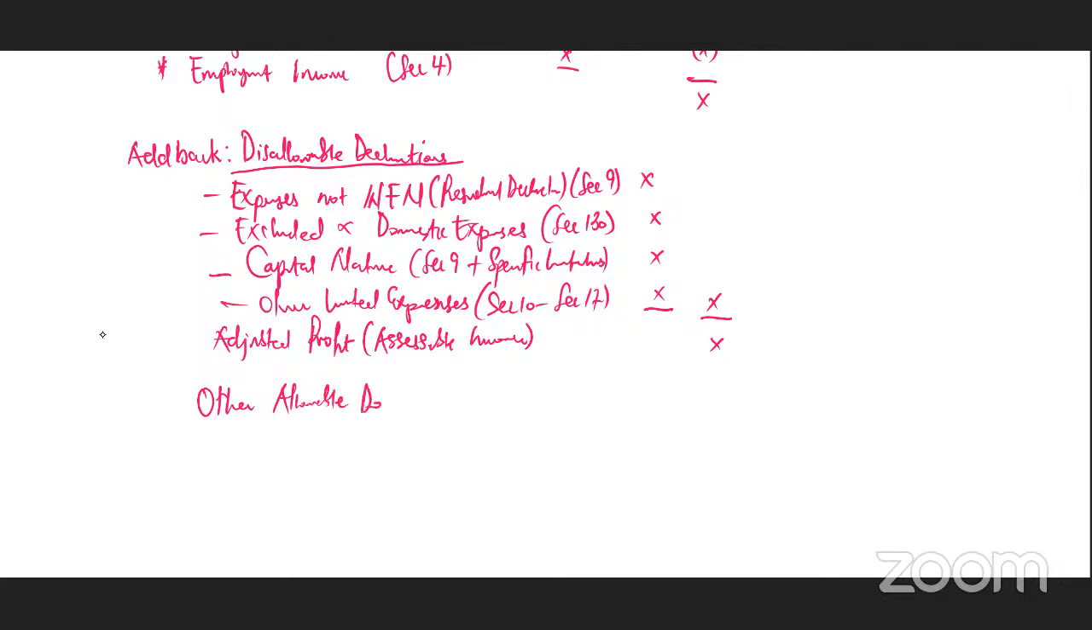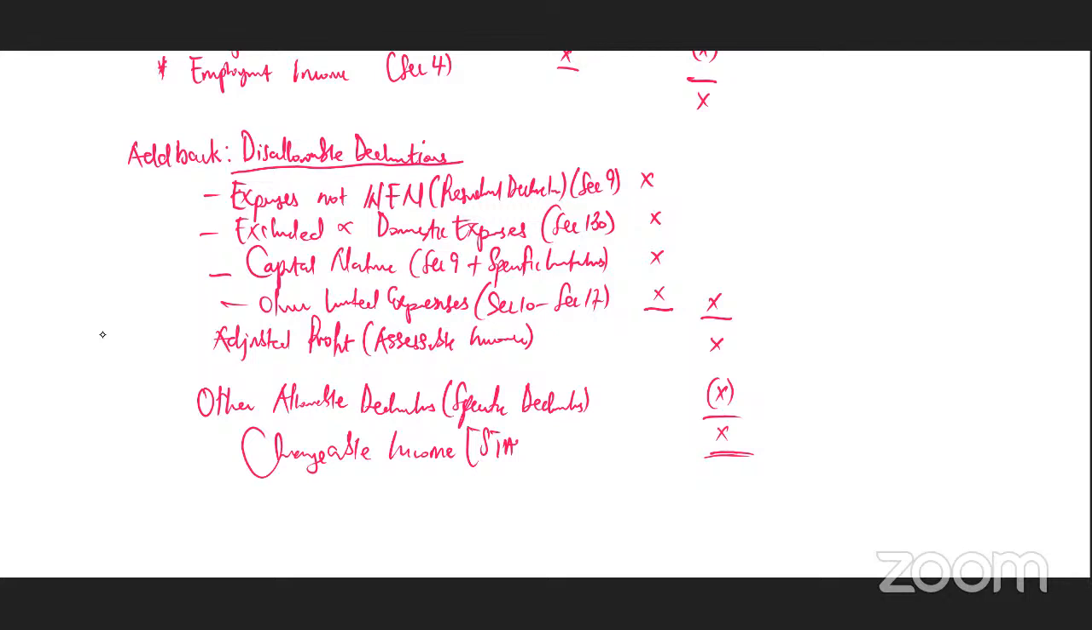And these other allowable deductions are all specific deductions which the law specially gives. We'll deal with all of these in our subsequent lessons. And this is what now gives us our chargeable income, right? So this is the standard chargeable income that we have. This is the standard approach.